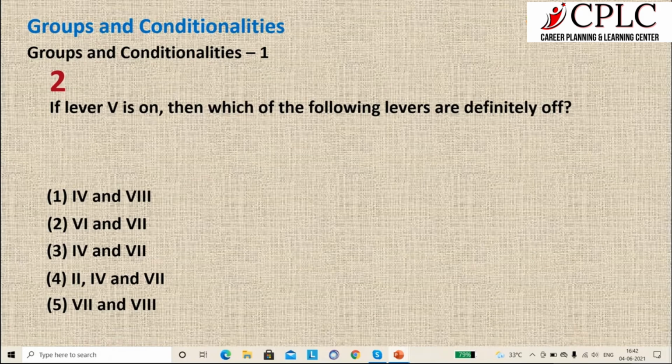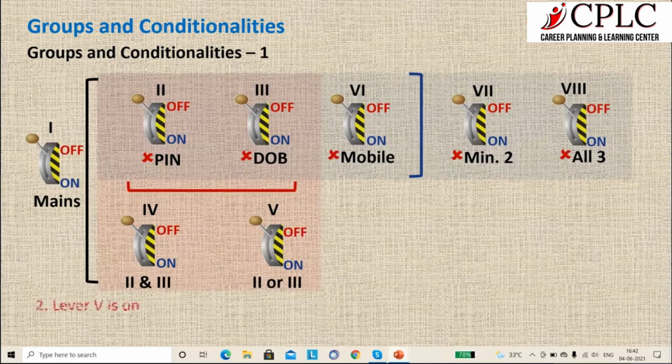Obviously, we don't have this information. They have just said that any one lever must be on. That lever could be 2, that lever could be 3. Hence, we can't definitely say that lever 2 is on or lever 3 is on. We can't definitely say anything about 2 and 3. Hence, 2 and 3 are ruled out from the options. Now, let's see.